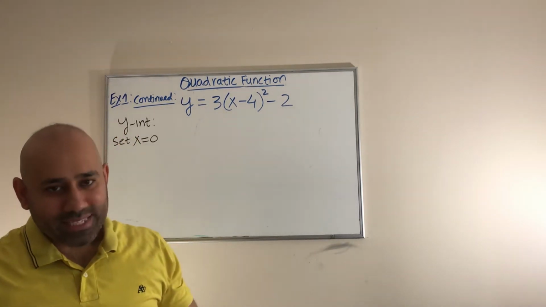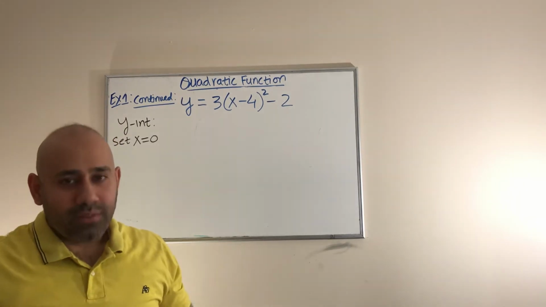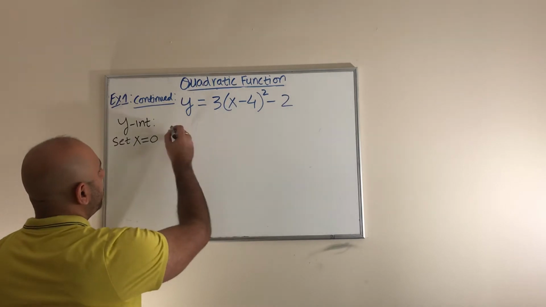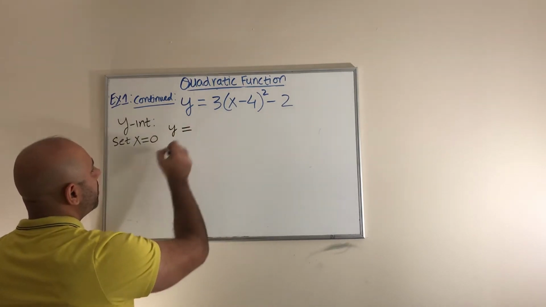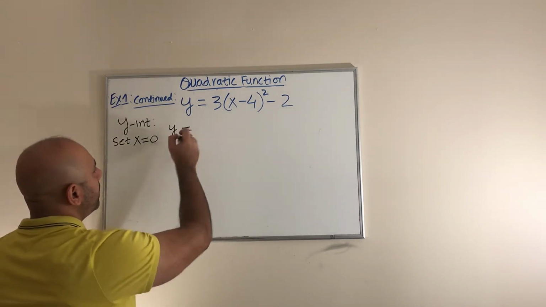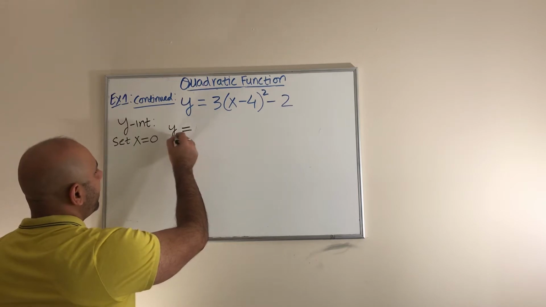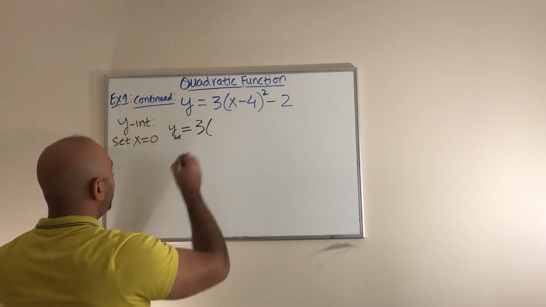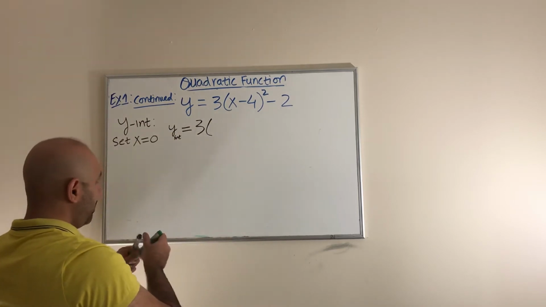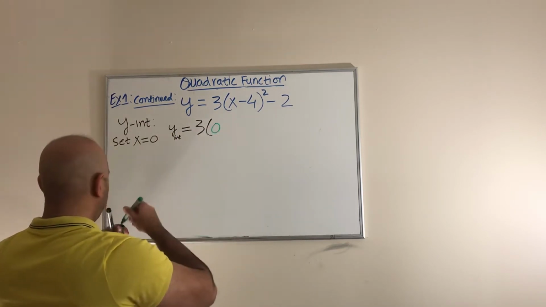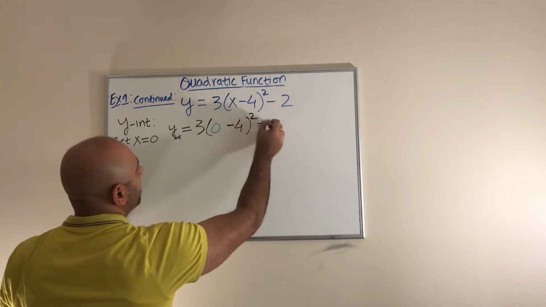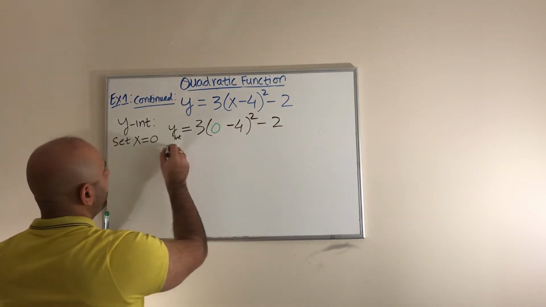Similarly, on the x-axis, the y values are going to be 0. Okay. So I set x equal to 0 in this equation, and I solve for y. This is going to be my y-intercept. Whenever I set x equal to 0, it's going to be 3 times, and x will be replaced by 0, so 0 minus 4 whole square minus 2, and now we just simply have to simplify this.